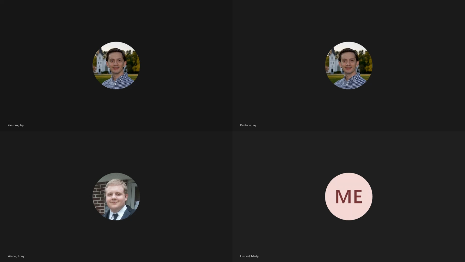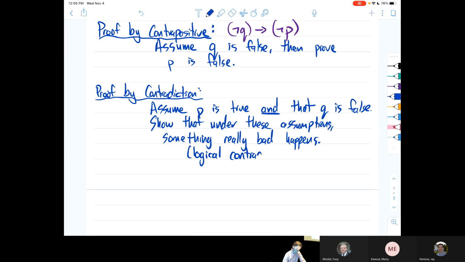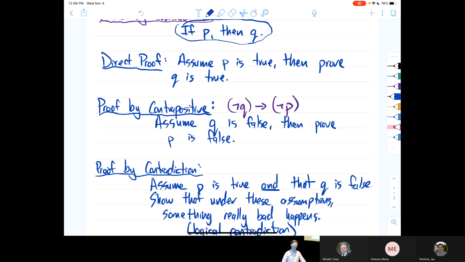Really bad, I mean something we're going to call a logical contradiction. So even though we haven't seen all of the details yet, this should, I hope, make some sense what we're getting at. We're saying we're going to put ourselves in a situation that shouldn't happen. You might call that informally a paradox. We're going to assume the hypothesis is true, and we're going to assume the conclusion is false, which shouldn't happen. We're hoping, if the theorem is true, that that can't happen.